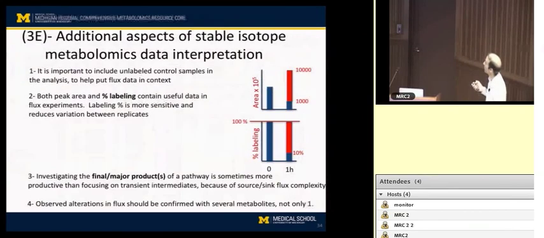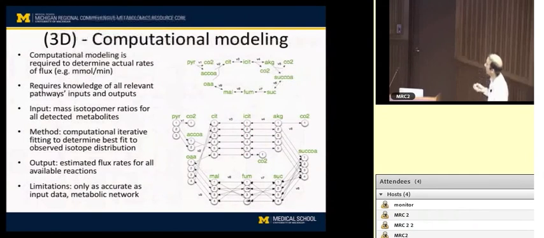Okay, just to briefly mention computational modeling. If you want to measure absolute fluxes, as I mentioned, you're going to need some sort of a computational model. It requires knowledge of all the relevant pathways, inputs and outputs. The input is the mass isotopomer or isotopologue distributions for all the metabolites you can detect, and then computational iterative fitting is used. The output is estimated rates of flux for all the reactions, but the limitation is it's only as good as your input data and metabolic network. Another limitation is that it's very complex to get this right.